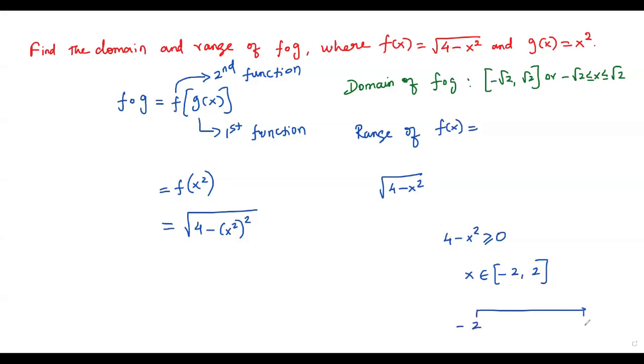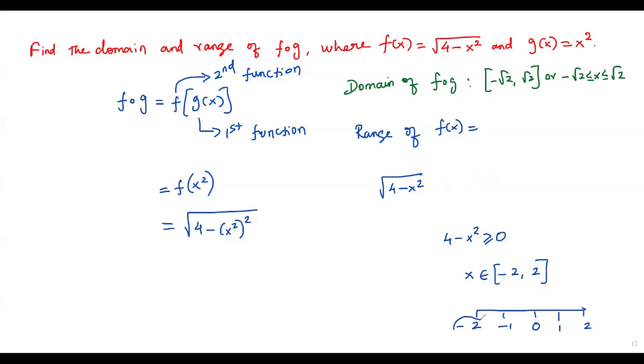Negative 2, positive 2. Let's take some values over here, 0, and here we can have negative 1, here I have positive 1. When I take x equal to negative 2, I'm taking the minimum value of x. So negative 2 whole squared becomes 4, 4 minus 4, so the value of the square root of 4 minus x squared becomes 0 when x equals negative 2. When x equals negative 1, negative 1 squared is just 1, then 4 minus 1, which is square root of 3. So square root of 3 is approximately 1.732.